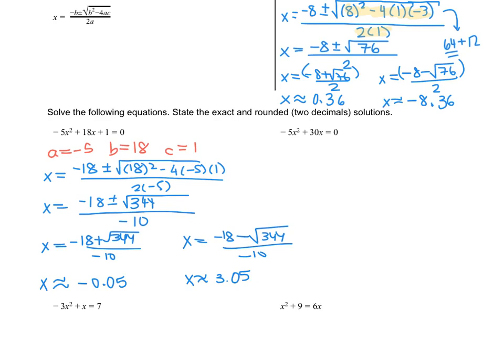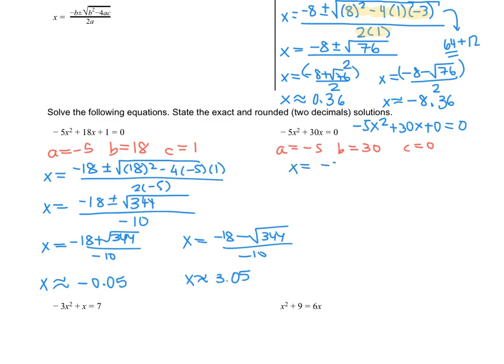In the next one, I personally wouldn't use the quadratic formula here. I would just do a common factor. But in case you blank and you really want to use the quadratic formula, I want to make sure we know how to do it. We can clearly see that a is negative 5 and b is positive 30, but there's no constant there, which means c is 0, because this can be written as negative 5x squared plus 30x plus 0 equals 0. Now let's go ahead and put this into our quadratic formula.